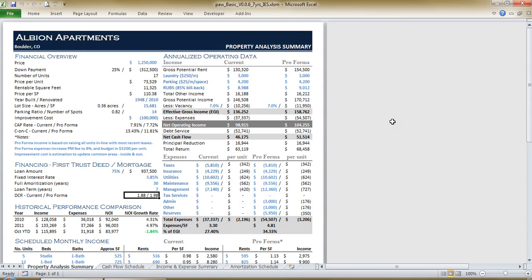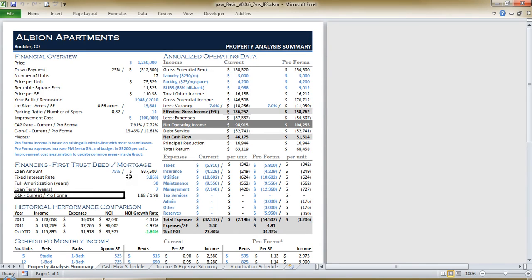We'll be covering in the next couple minutes the financing section. There are five fields, and only four of them can you enter information in. There's loan amount, interest rate, amortization, term, and DCR, which is debt coverage ratio.